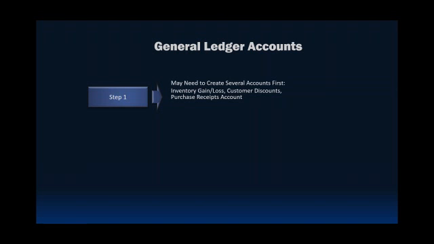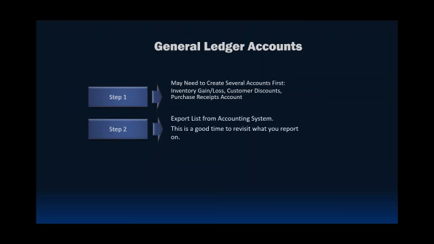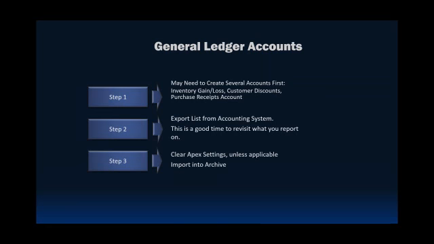And again, be cognizant that you may need to have those extra general ledger accounts created. So we're going to export that list from the accounting system. And again, it's a good time for you to revisit what you're reporting on inside your accounting system. Or are you just looking at sales and cost of goods sold right now? With Tigerpaw, as we're going to mention later, I can look at things a whole lot more clearly.